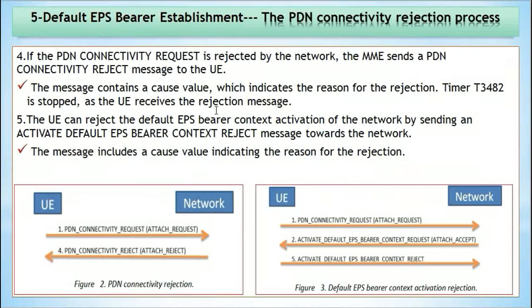Okay, the UE can reject the default EPS bearer context activation of the network, you can see in this figure, by sending an activate default EPS bearer context reject message towards the network. This message includes a cause value indicating the reason for the rejection.